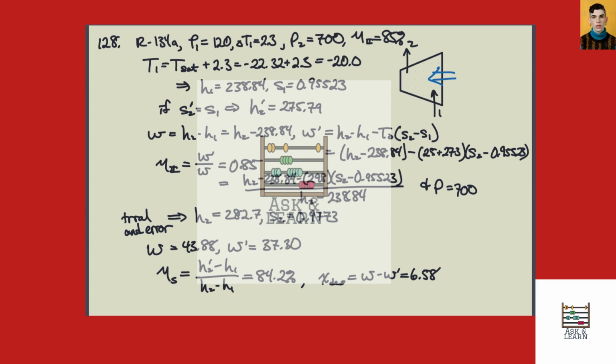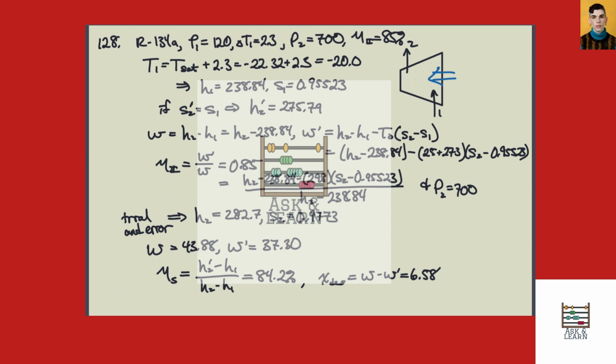So what we got here then is we know the second law efficiency is this guy divided by this guy, right? And we know that's 85%. So we plug everything in, and we see that we have H2 and S2 in here. We know the relationship between those two, but we don't know either of them. But we do know P2. And if we knew one of these and P2, then we can know the other one.